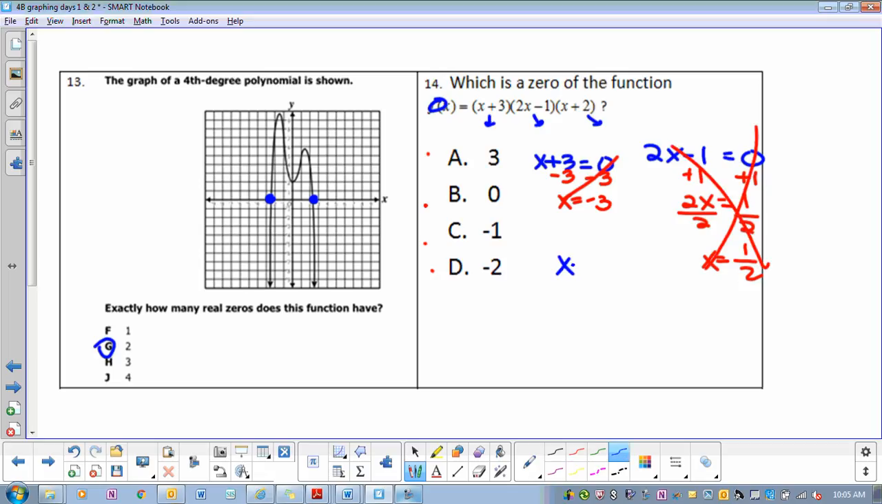Now the last one, x plus 2 equals 0. What do you get when you solve for x? Yeah, x equals -2. So which one? D, right? Yeah? All right, questions? Okay.